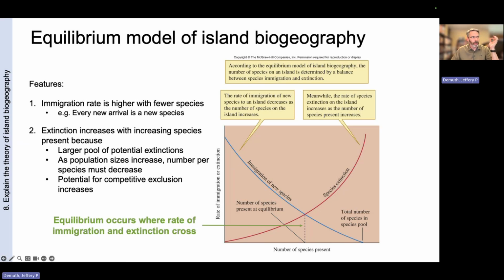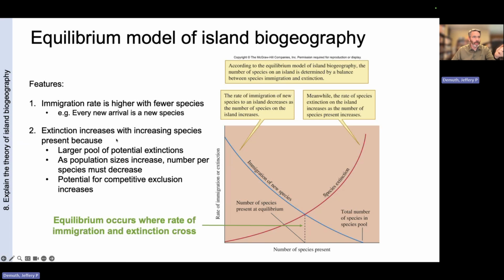So you can imagine immigration has this sort of downward trajectory, because when there are very few species, all the new species that arrive on an island are new. If you think of it in the extreme where you've got 0 species on the island, everything that arrives is new. As you get more and more species, fewer and fewer of them are new. And so the rate of immigration of new species is less and less.